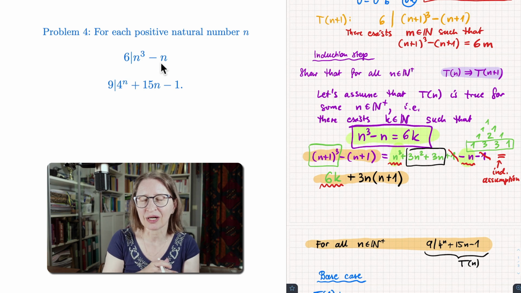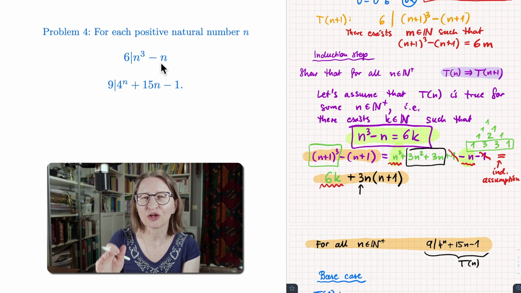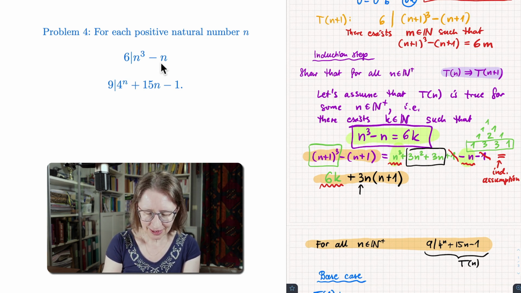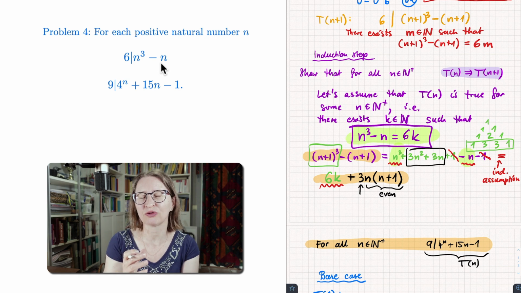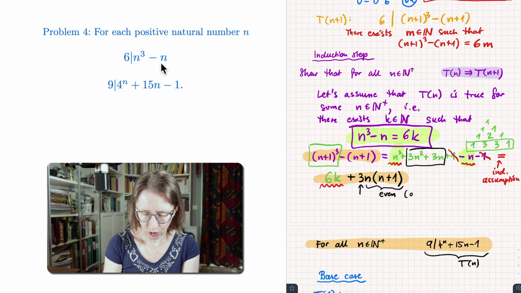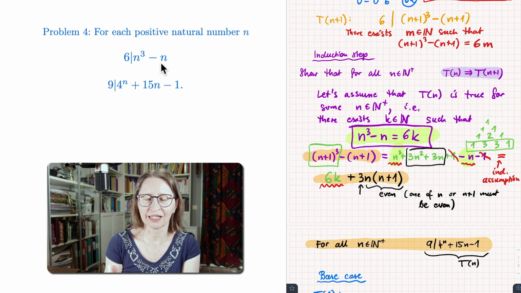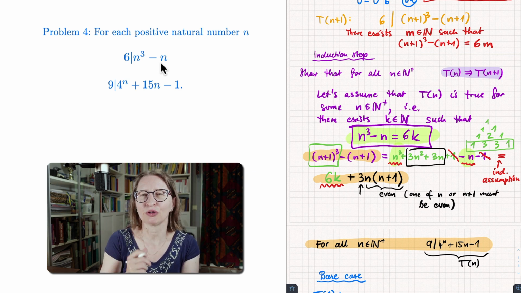And you see that this first part is clearly divisible by 6 by the induction assumption. And what about the second part? In the second part we have a factor 3, so this entire term is divisible by 3, and this part is an even number because it's a product of two consecutive numbers. So it means that one of them, n or n+1, must be even. So by this we know that the product is even, and a product of an even number with 3 is divisible by 6.